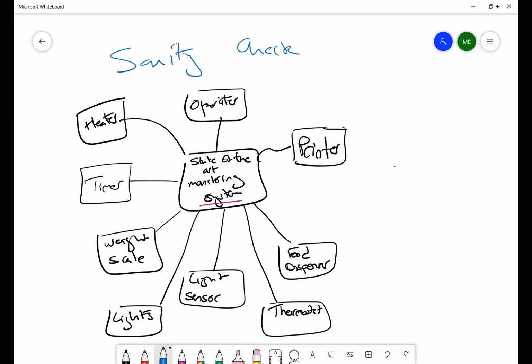Okay, making sure that we're sane. Not sane in the sense that we went crazy, but a sanity check in the sense that we're doing things right, that it's a checksum sort of thing. And how we do a sanity check when it comes to system context modeling is that, well, think of it this way.